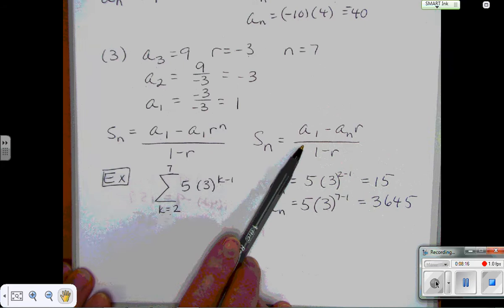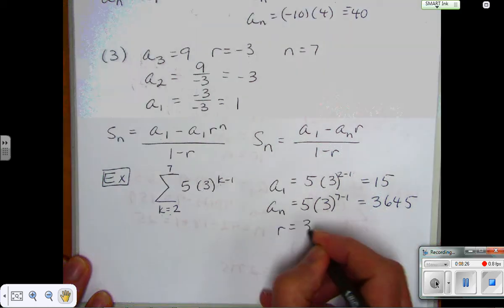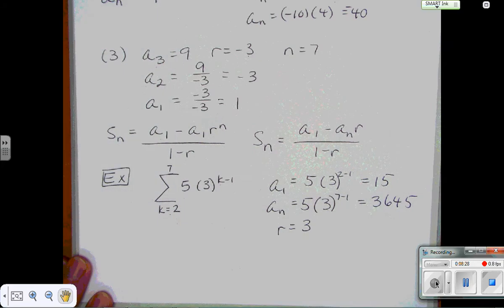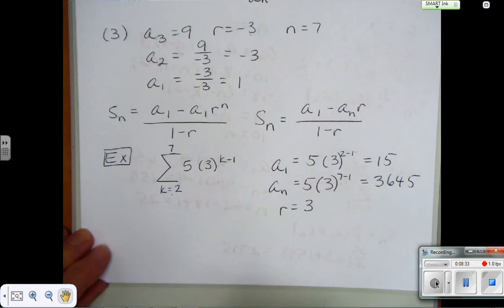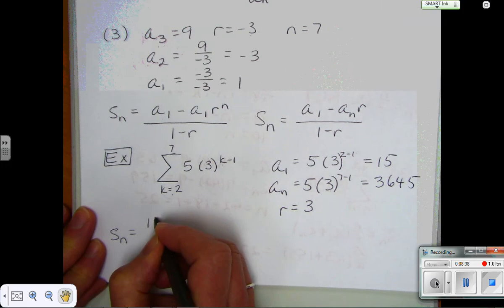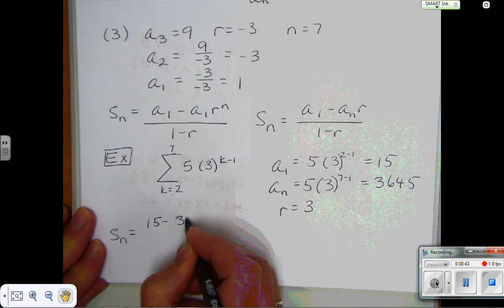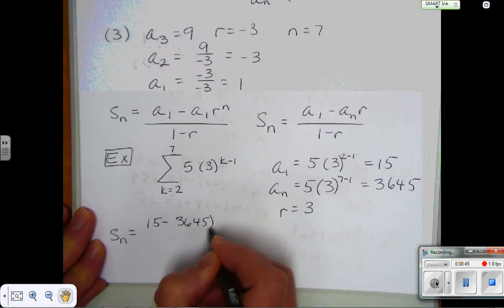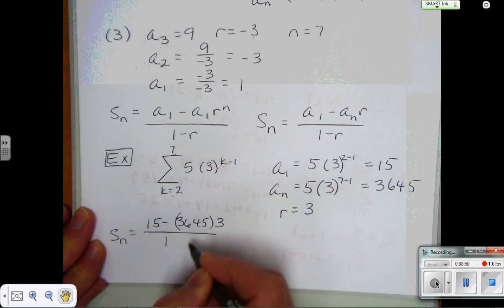Okay? Now the r is whatever your base is. It's the rate that you're using to multiply by. So r is 3. So now I have everything I need to use that second equation for the sum. And I'm just going to substitute the values in. So a sub 1 is 15 minus a sub n, which is 3,645 times your r, which is 3, all over 1 minus r.